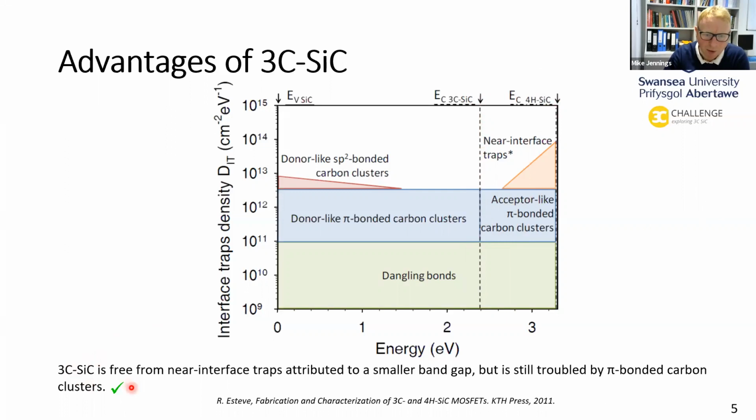So cubic silicon carbide is free from these interface traps, and it's still troubled by these pi bonded carbon clusters, but the traps are the real killers, so it should be a much cleaner, low resistive MOS interface. I would recommend reading this reference here. This is where this diagram, this plot, is taken from.